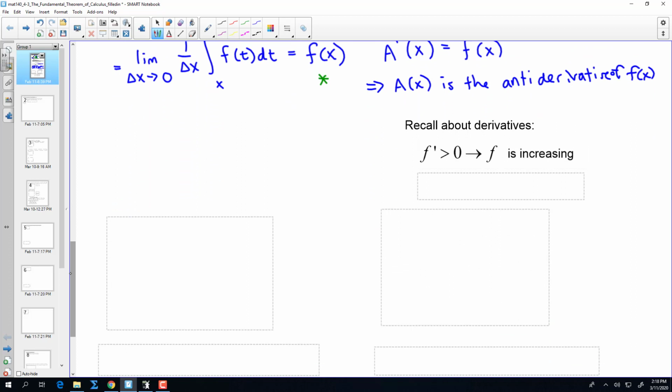Now, a couple of things that I would like for you to recall about derivatives is, first off, that if your derivative is positive, that tells me that the original function is increasing. And if the derivative is negative, then the original function is decreasing. So let's look and see if those properties hold here intuitively for the accumulation function and some particular function f.